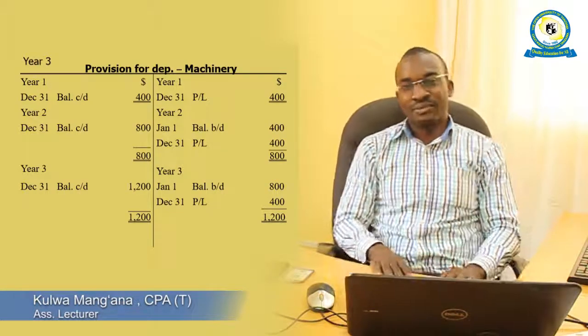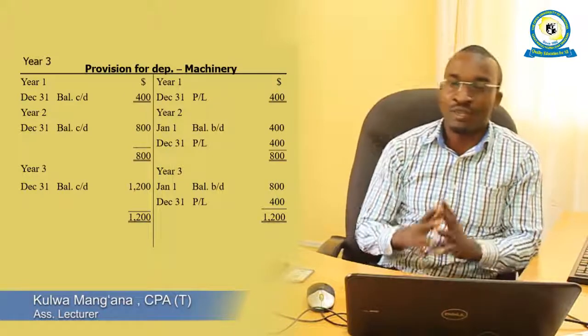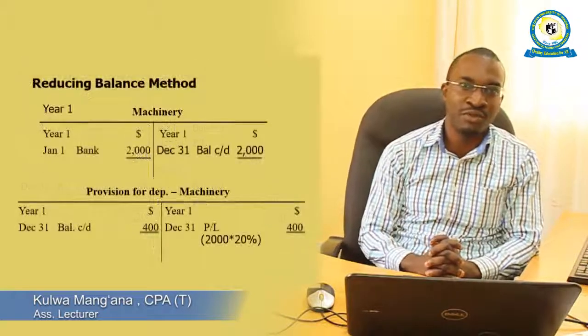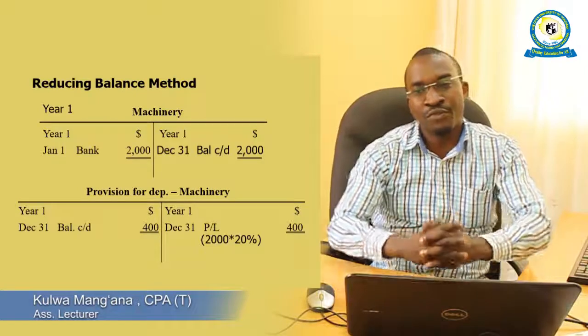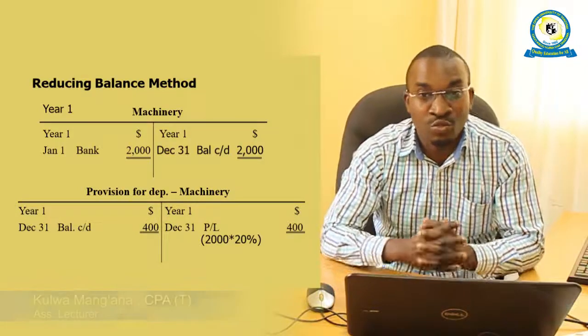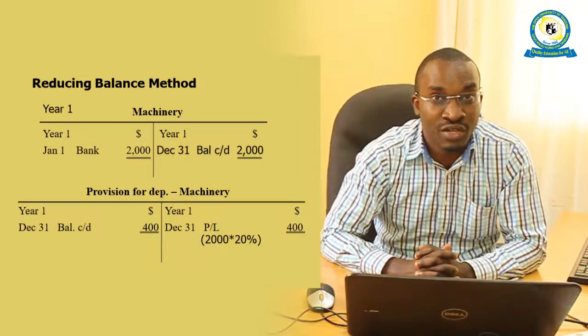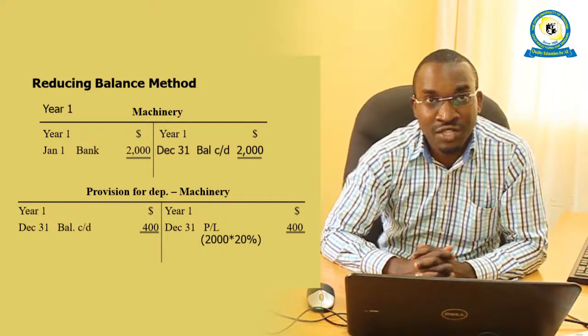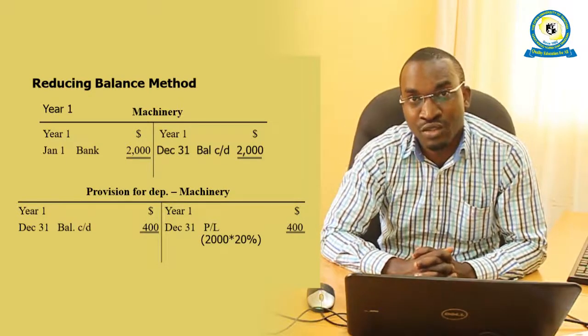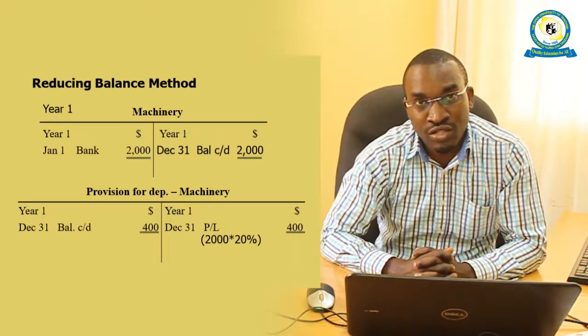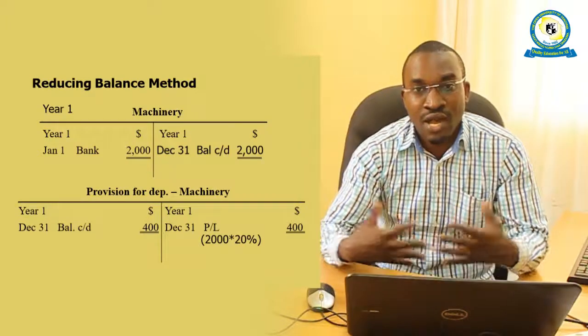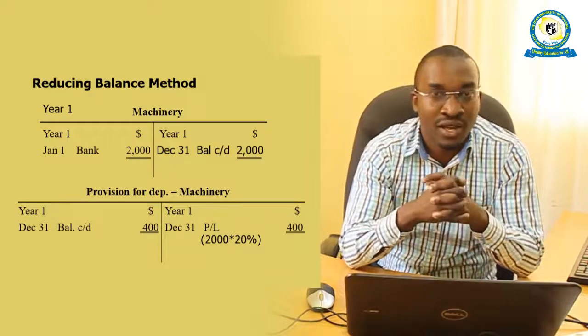Okay, now let us see the other method with the same example, the reducing balance method. We are going to open the machinery account for the first year because we purchased this asset for 2,000. So it is going to be the same: in year 1 we bought the machinery at 2,000, so we close it at 2,000. Our account shows that we have a machine that cost 2,000, and then the provision for depreciation.